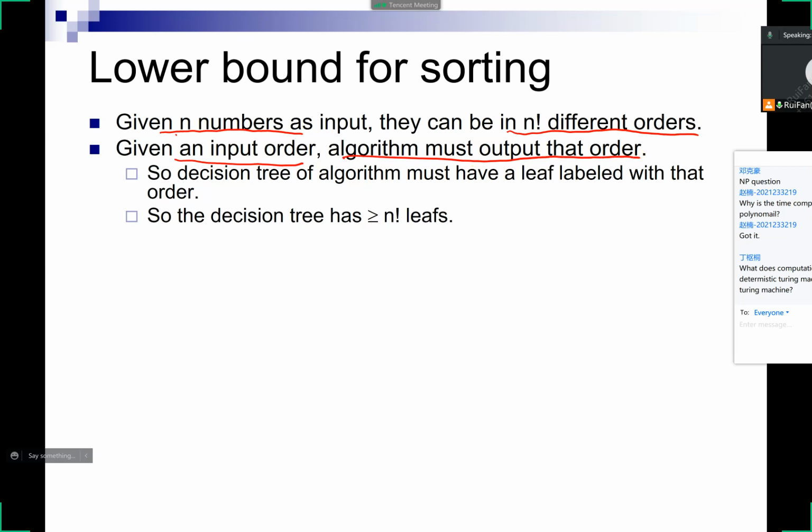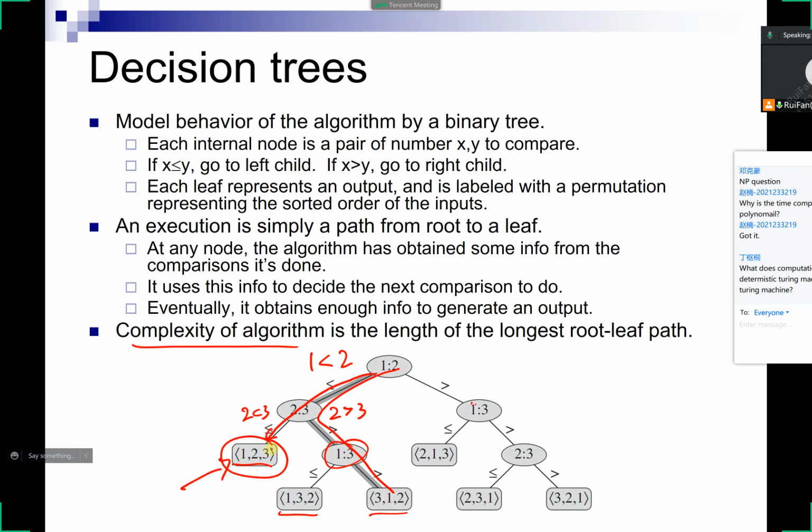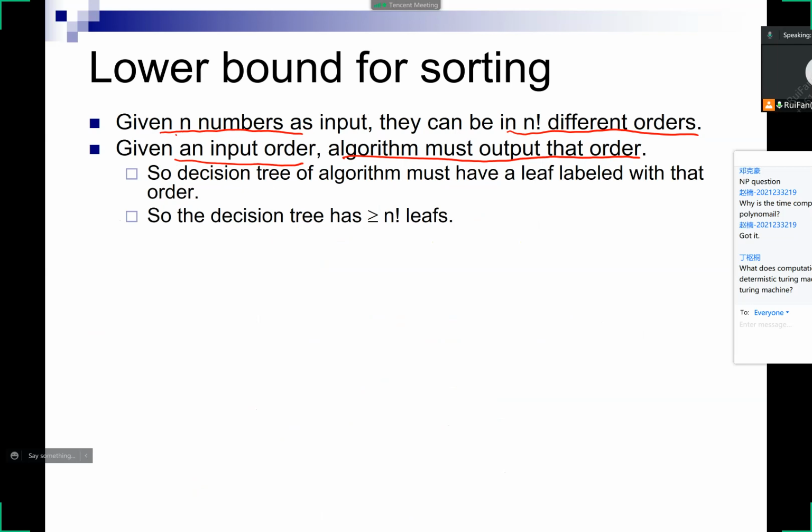order. So for example, if I start with some numbers which are in this order, but your algorithm doesn't know this order initially, so it has to somehow figure out this order. And in the end, the output has to be this order. Otherwise, the algorithm is incorrect. If the numbers are actually 3, 1, 2, but you sort them as some other order, then the algorithm is incorrect. So given the input order, the algorithm has to output that order.